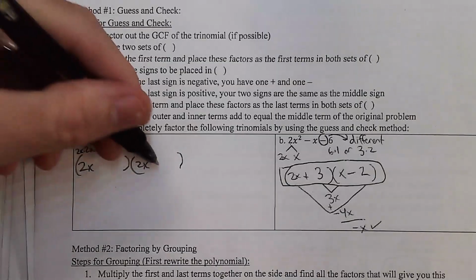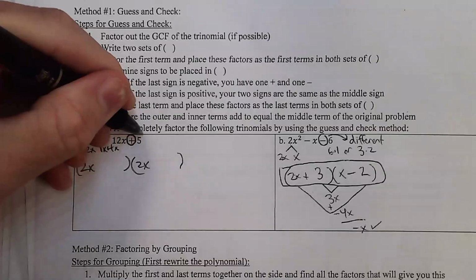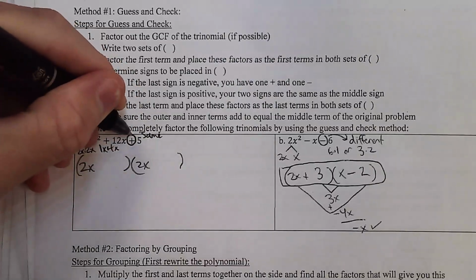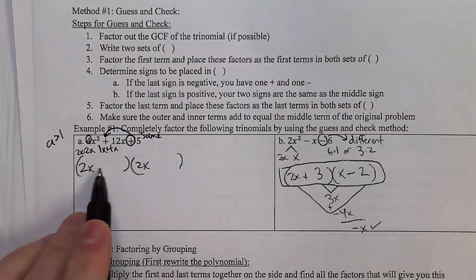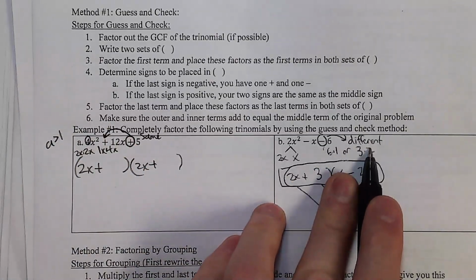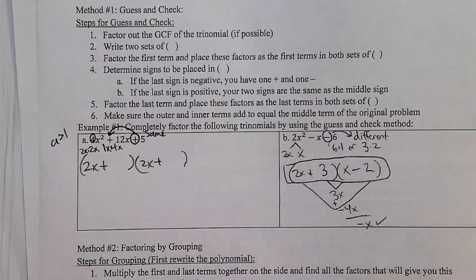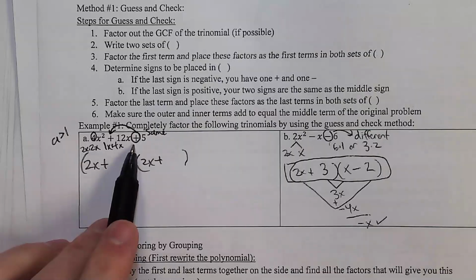Next, you're going to determine the signs to be placed in the parentheses. If the last sign is a plus, that means they're going to have the same signs, and it's going to be the same as the middle. So I'm going to have both pluses in here. If there's a minus at the end, they're going to be different. If you like a step-by-step way, this is not your way. I think Micah would like this way. But when you get good at this method, you could do it a lot faster than the other one. That's the only benefit to it.